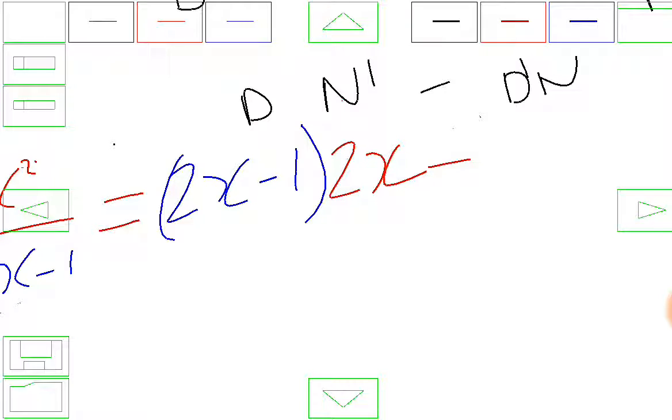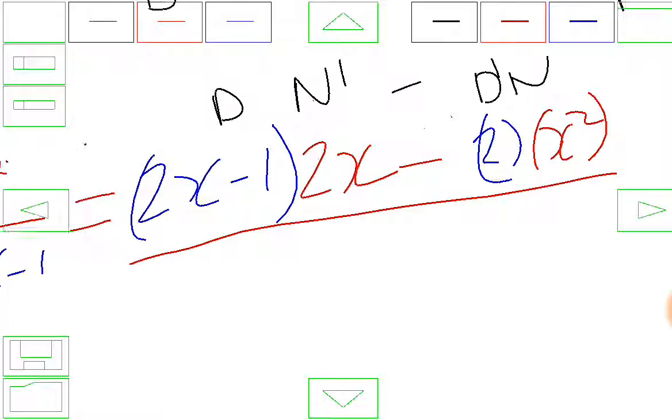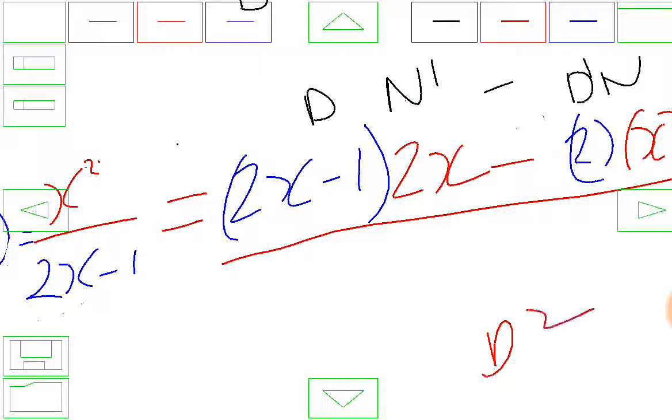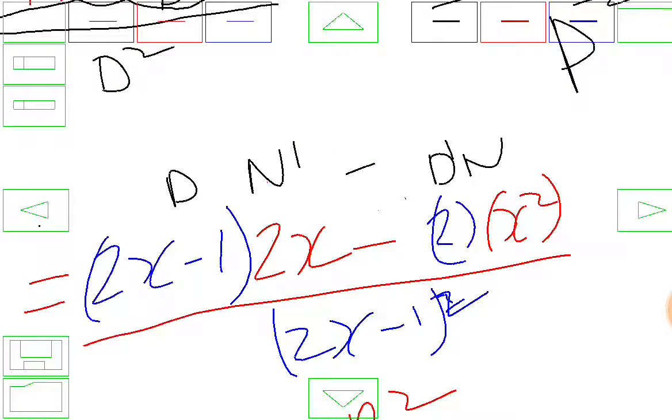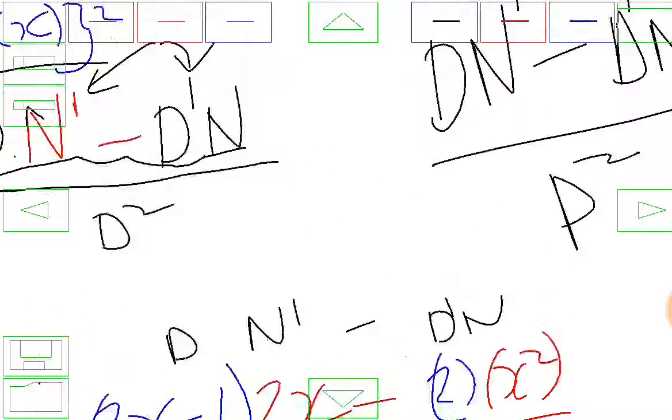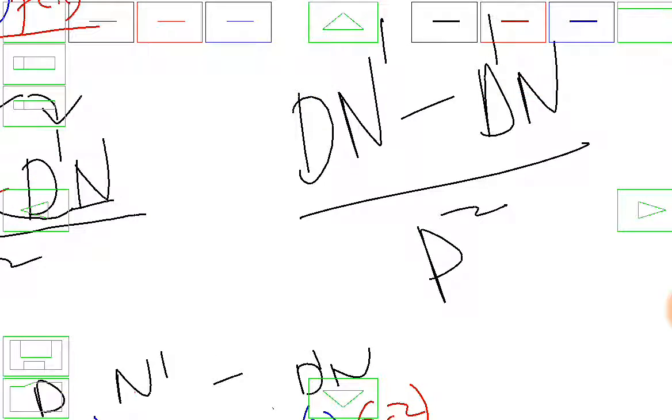So now we write the derivative of the denominator, which is 2, and the numerator we write as is, which is x to the 2, all over d squared. So now this is the easy part, 2x minus 1 all squared. And there you go, that's it. Easy peasy, hey? Lemon squeezy.